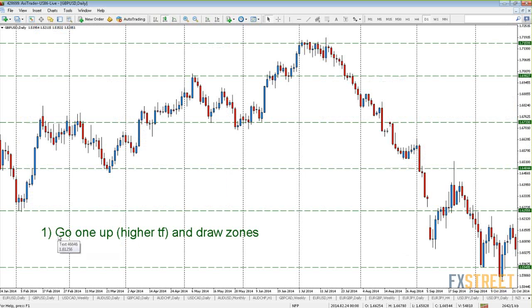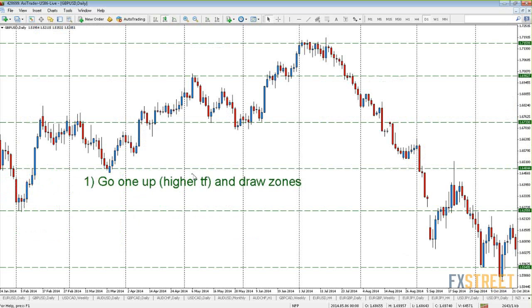So the first rule is go a higher time frame up and draw some support and resistance level zones, and then go down to the time frame that you're trading off of, right? You have exceptions. You don't have to have support and resistance at every level because, of course, the all-time highs and the all-time lows will also qualify as zones. You just don't know when the market's going to get back there.